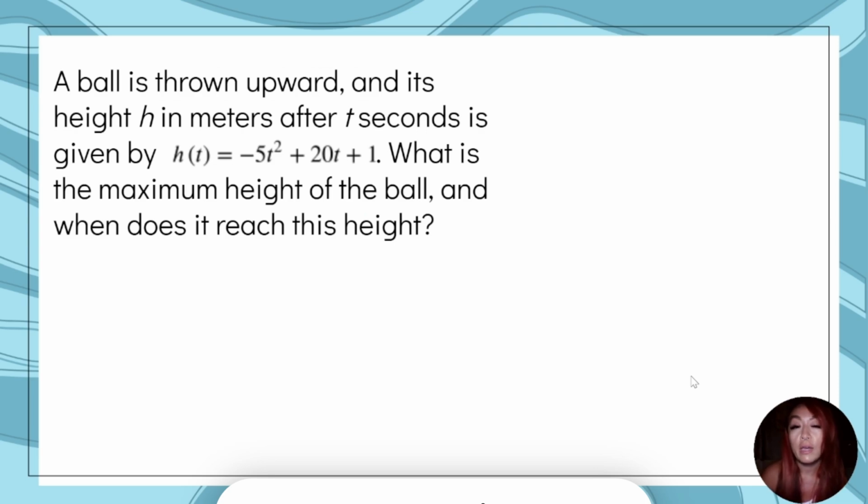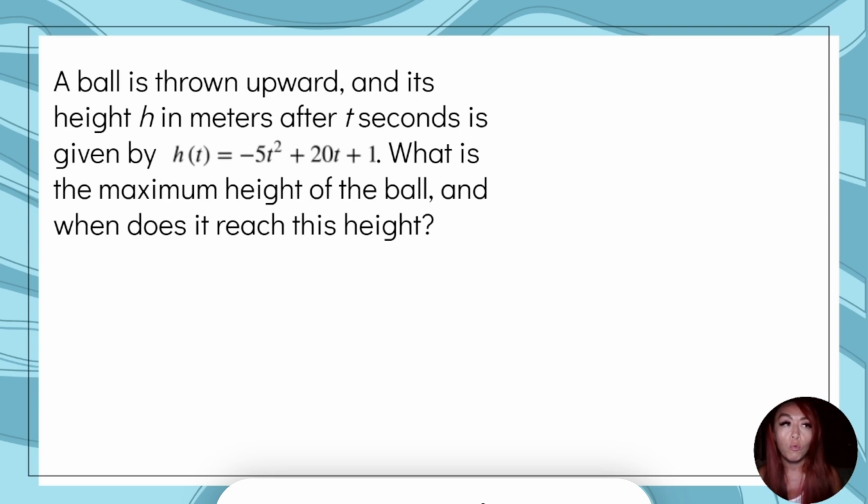So let's take a look at a quadratic word problem. A ball is thrown upward, and its height h in meters after t seconds is given by h of t equals negative 5t squared plus 20t plus 1. What is the maximum height of the ball, and when does it reach its maximum height? So this question is asking for two things. What is the maximum, and when does it reach its maximum height?